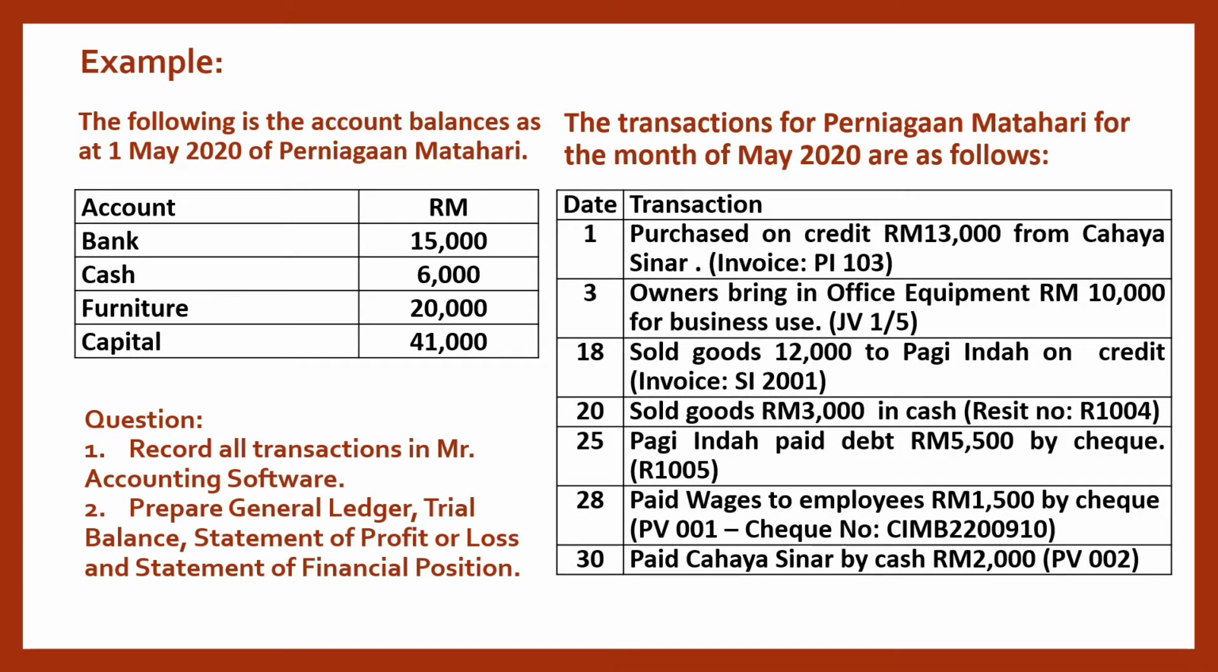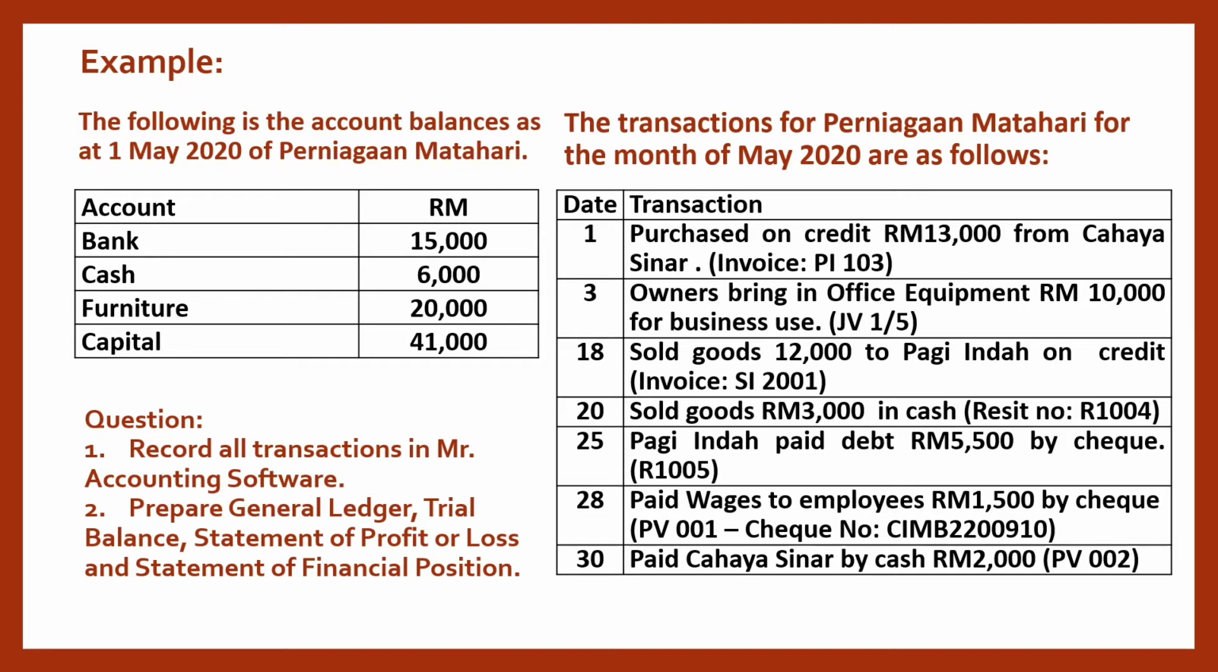Now, let us begin with this example. The following are the account balances as at 1st May 2020 of Perniagaan Matahari. Bank 15,000, cash 6,000, furniture 20,000, and capital 41,000. The transactions for Perniagaan Matahari for the month of May 2020 are as follows.